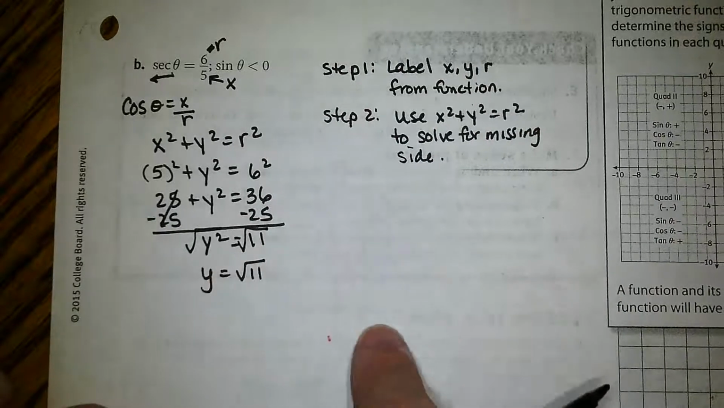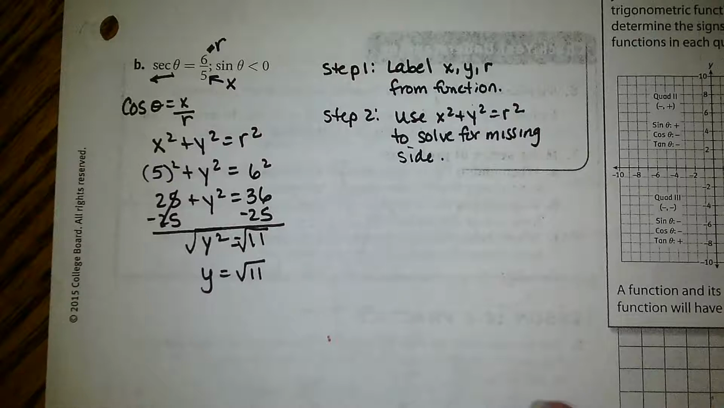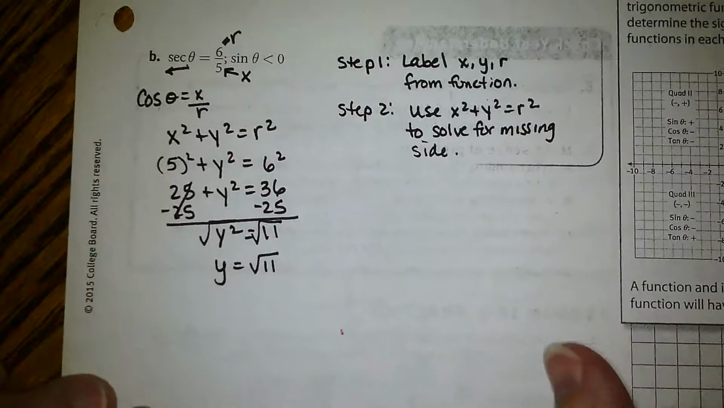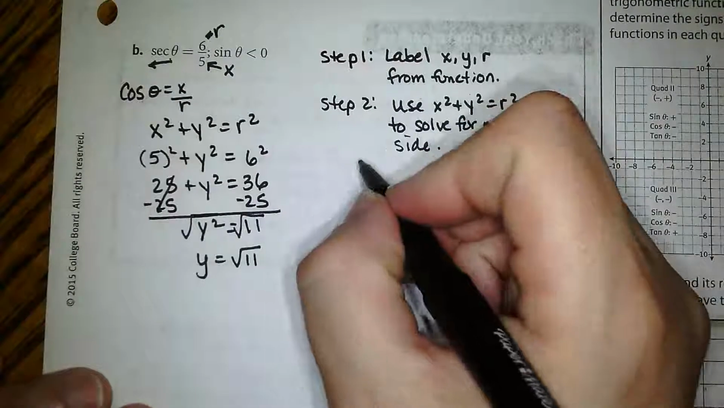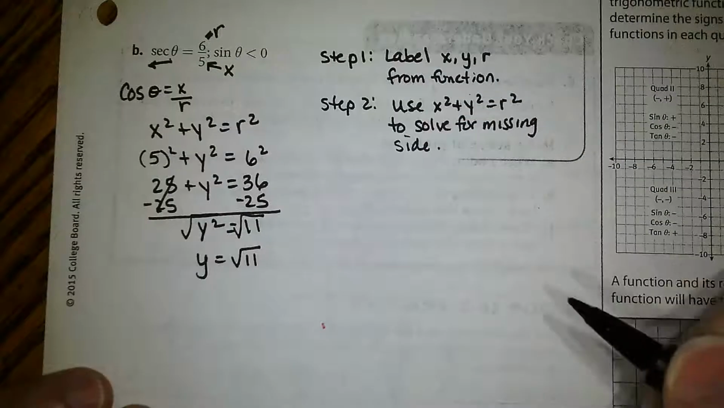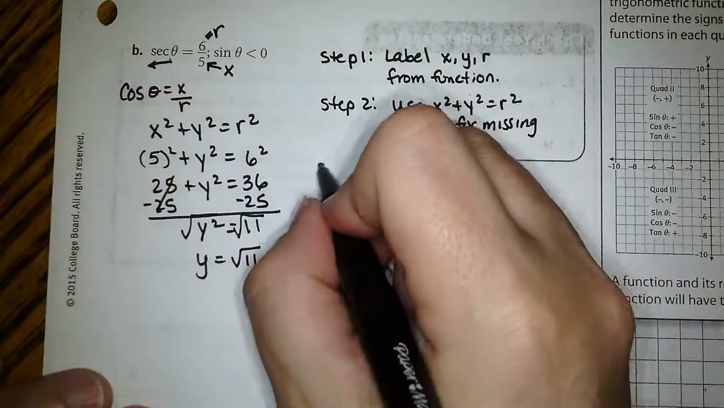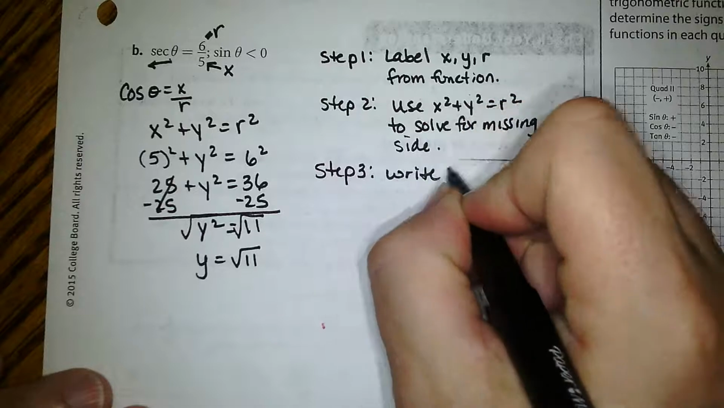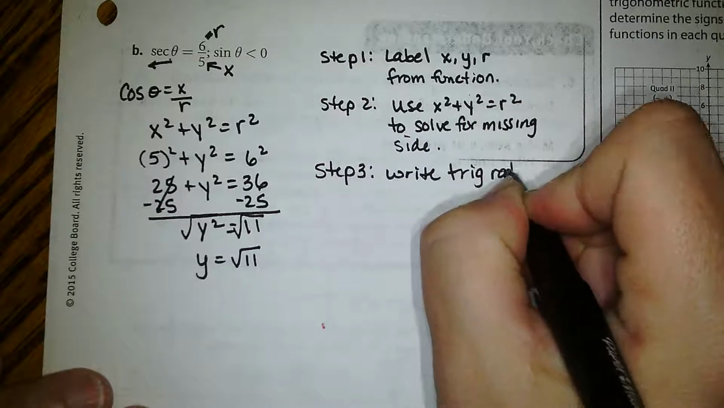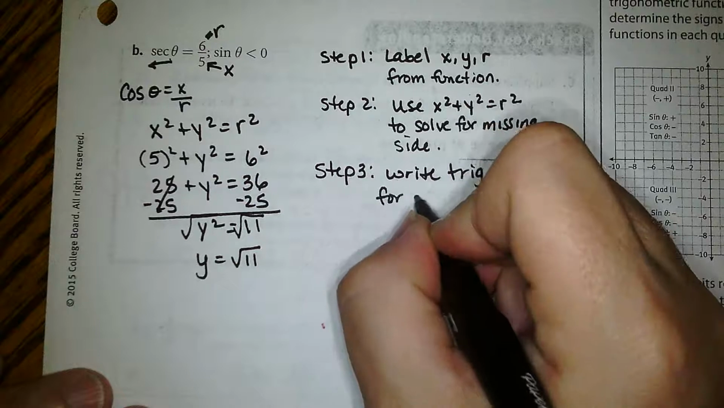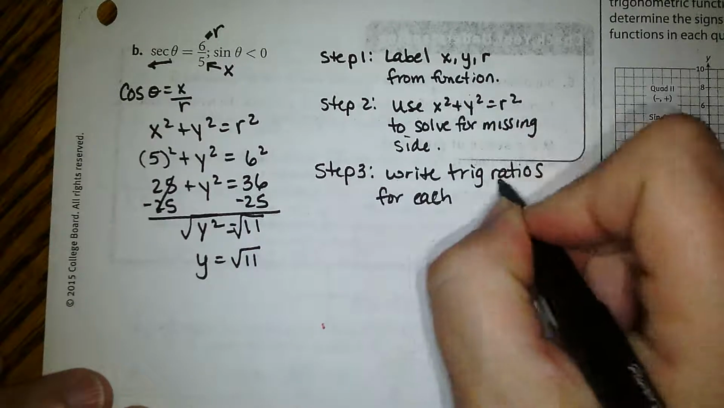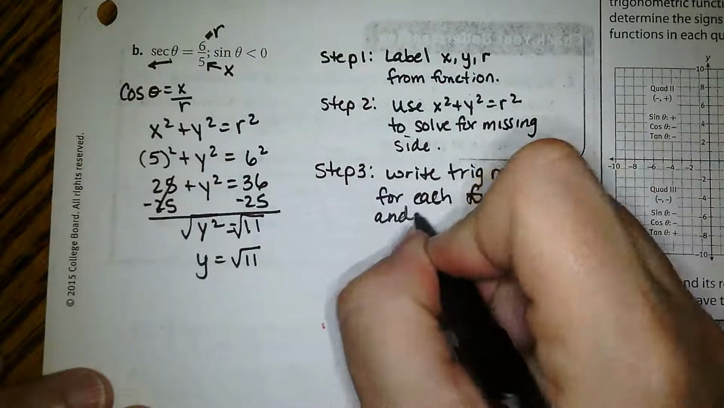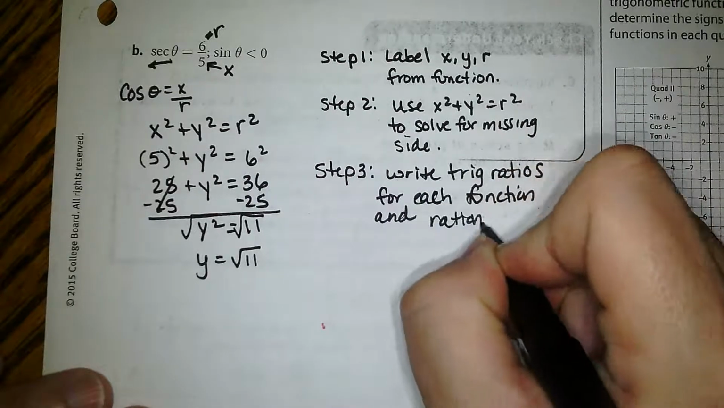Now we can use our 6 trig ratio values to plug in and do the rationalizing as necessary. Let's do this. Write our trig ratios down for each function and rationalize if necessary.